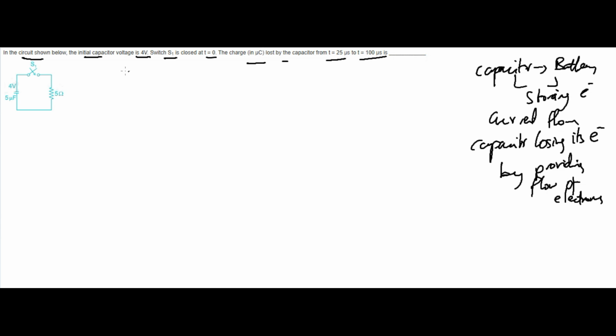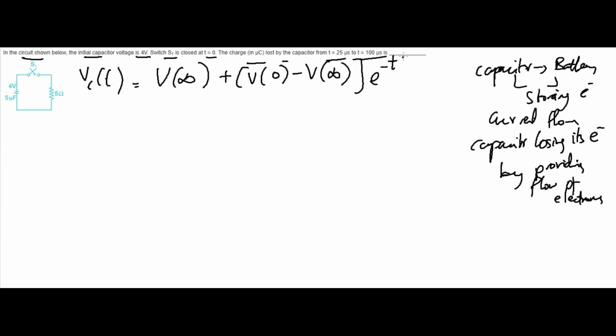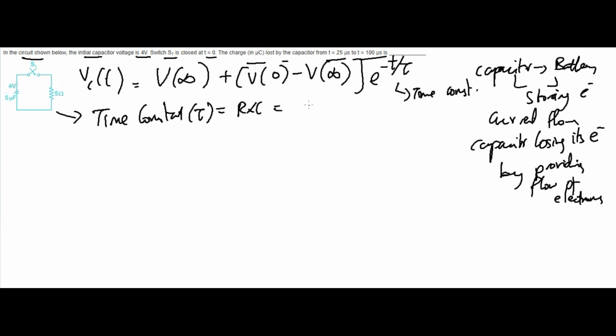First of all, let me write the normal equation. Vc of t equals V of infinity, as I gave in the last question, plus V of 0 minus V of infinity, times e to the power minus t divided by tau. You know that tau represents the time constant that I gave in the last class. Now take this diagram. The time constant tau is equal to R into C, RC.